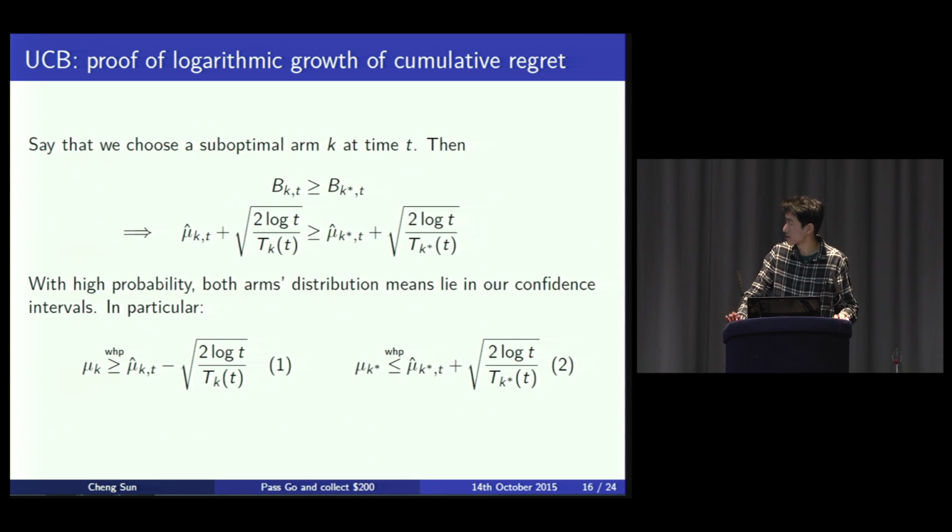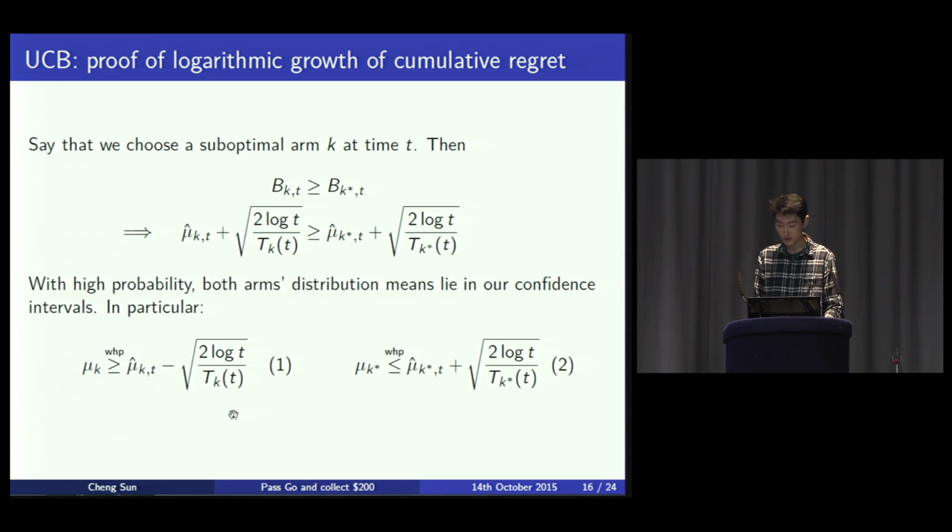OK, so let's get started. Suppose that we're at time t, and we happen to pick a suboptimal arm k. That must mean that the upper confidence bound for k is currently bigger than the upper confidence bound for the true optimum arm, k star. So we have b k of t is greater than b k star of t. And we can just expand out the definitions of the upper confidence bounds.